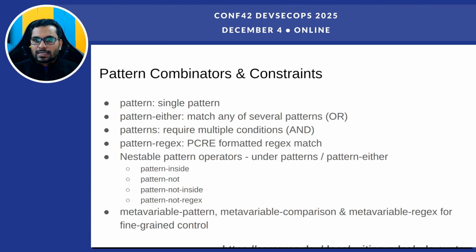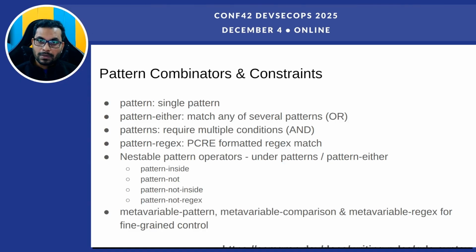And then there are nestable pattern operators. So let's say you define a top-level element for patterns, which is AND or OR, and then you can have one or more of these sub-pattern operators, like pattern-inside, which says it will look inside the code, or pattern-not, which is a negation. Pattern-not-inside applies if this code is not inside a particular block, or it doesn't match a specific regex, things like that. Then, of course, there are metavariables that you already talked about. A metavariable is essentially nothing but a placeholder for some part of your code, which you want to process later in the pattern match, right?